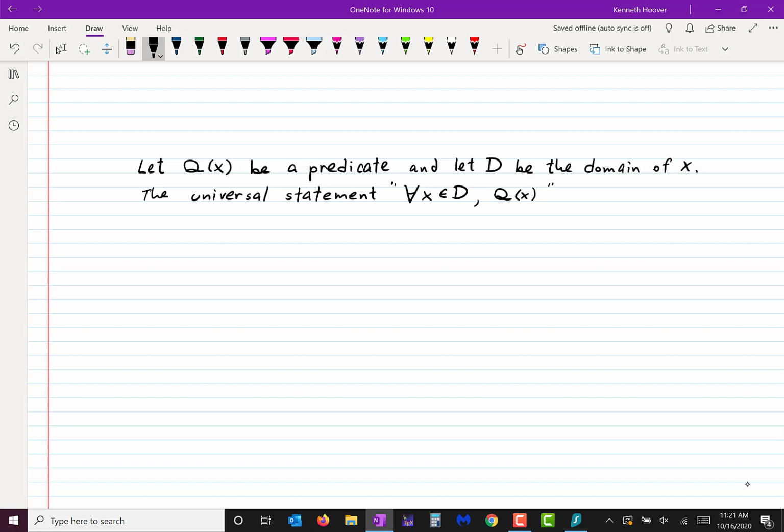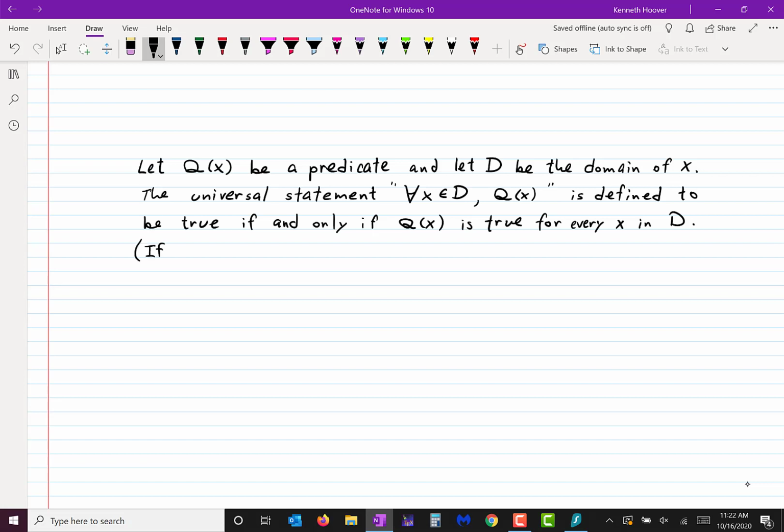Okay, what do I want to remind you about these? That is defined to be true if and only if Q of x is true for all x in D. Or if you prefer, we could say for every x in D. Okay?